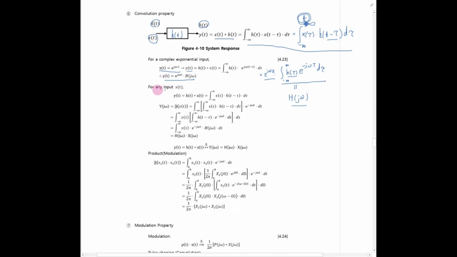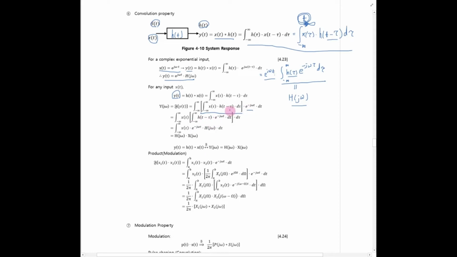For any input x(t), we do not assume the complex exponential anymore. For any given input x(t), the output is given by this convolution. So the convolution operation is shown here. We would like to find the Fourier transform of y(t). Then we have to take the Fourier transform of this convolution signal. This one is actually the output y(t), and we take the Fourier transform.